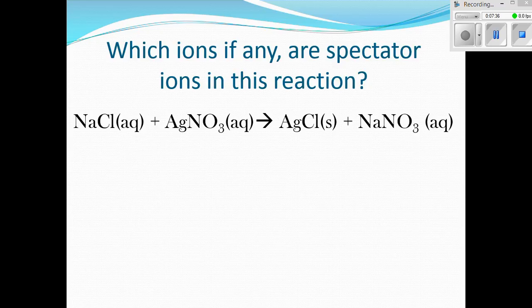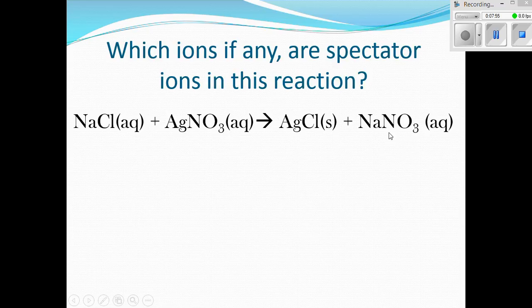So if we look at another example, which ions, if any, are spectator ions in this reaction? So we have sodium chloride, which is aqueous, silver nitrate, also aqueous, and it's going to produce silver chloride, a solid, and sodium nitrate, which is aqueous.